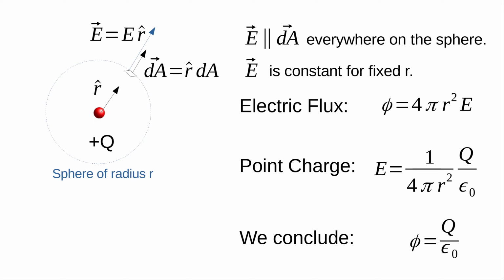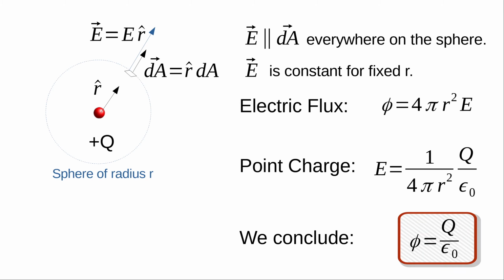That's a really profound result because what it tells us is that the electric flux does not depend on the size of the sphere. So we could have drawn a really tiny sphere or a really big sphere and we would have gotten the same answer, Q over epsilon naught.